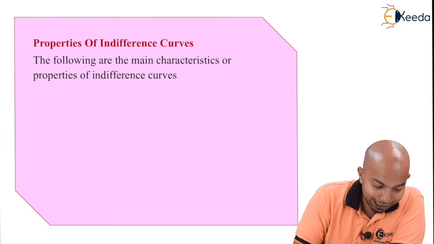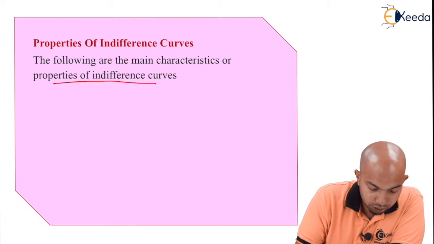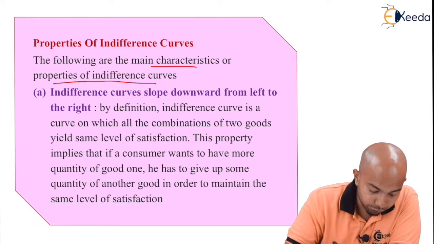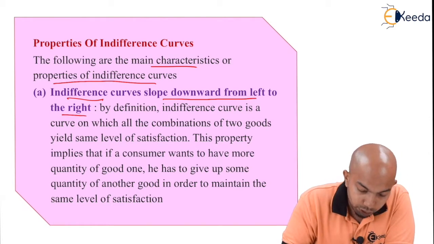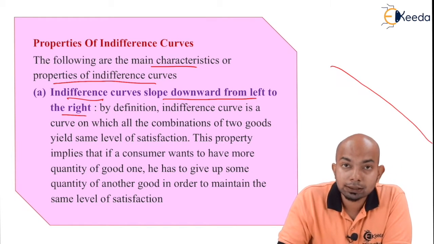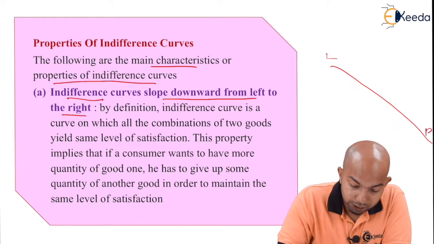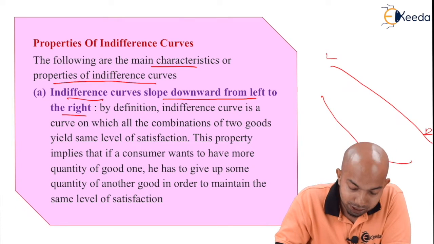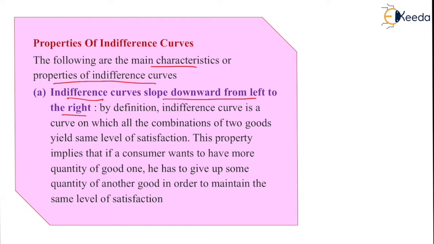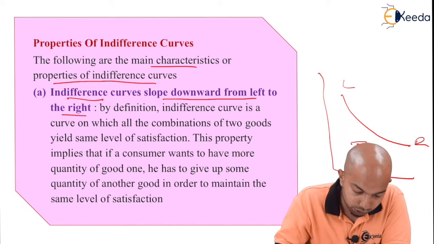Now the following are the main characteristics of the properties of indifference curve. What are the main characteristics? The first would be indifference curves slope downwards from left to right. That means it goes like this. This is the left, this is the right side. It slopes downwards. How exactly does this happen? It goes from left to right. This is the indifference curve.